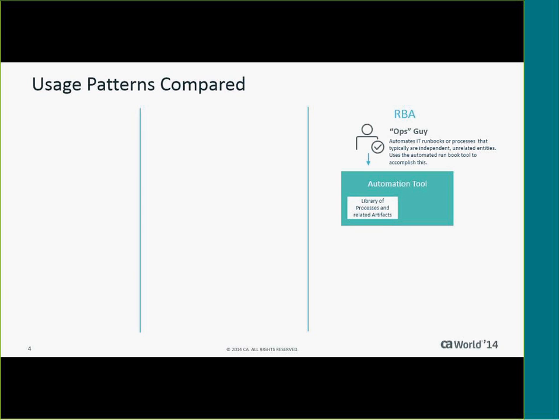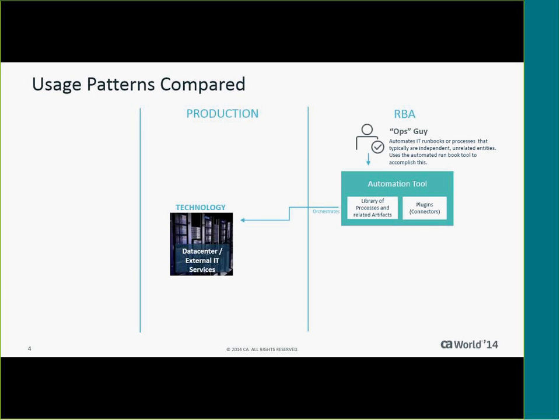And inside there is a library of processes and related artifacts that the sysadmin will create and store in the library. He may extend the capability of that PAM instance by installing connectors that extend the capability of the tool. The tool, the content, and the connectors add up to the ability to orchestrate technology that's in the data center and external IT services and people. So PAM today has the concept of interaction request forms, or IRs, so that you can have people-based interactions within a process flow.